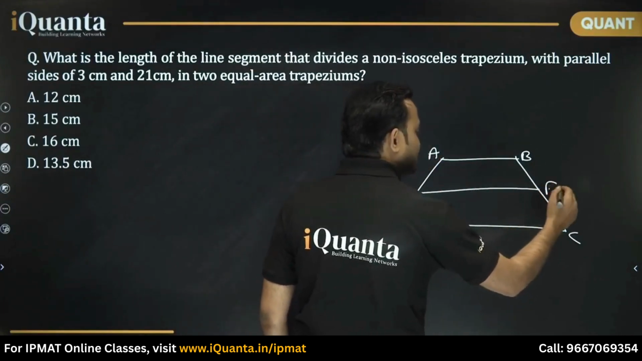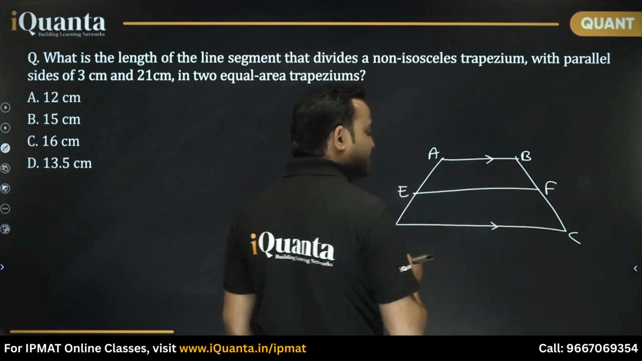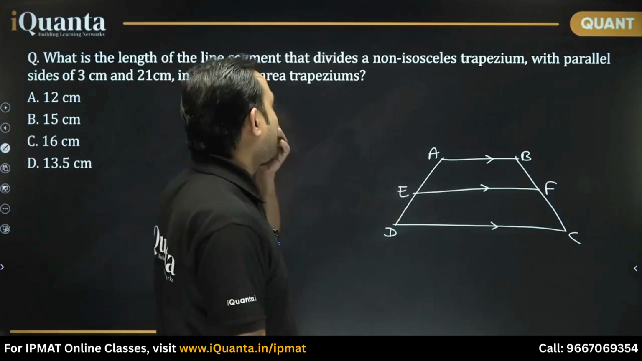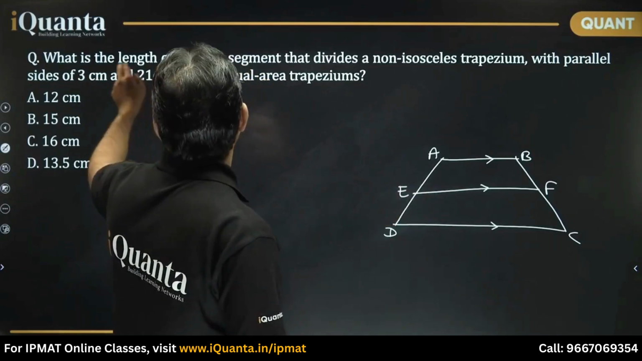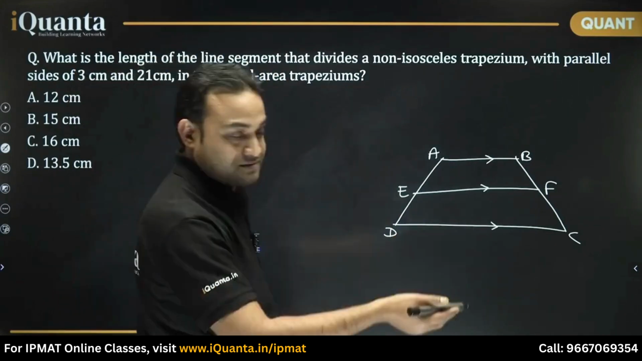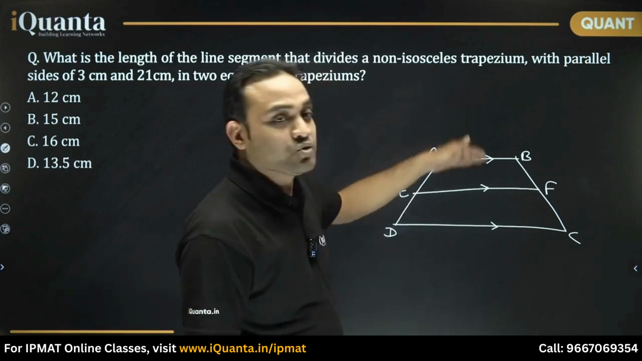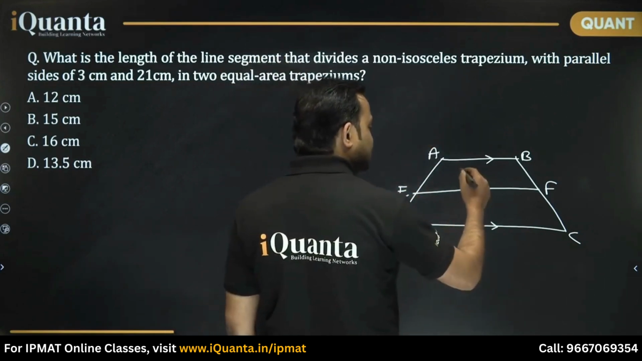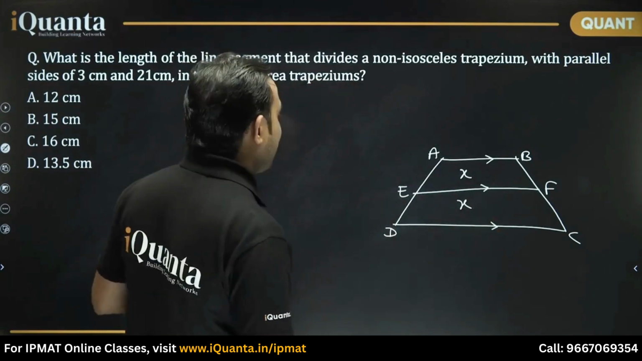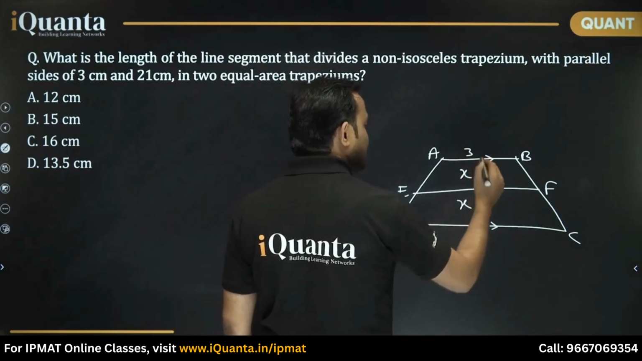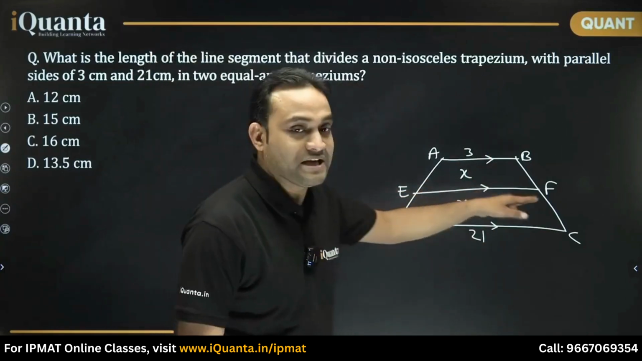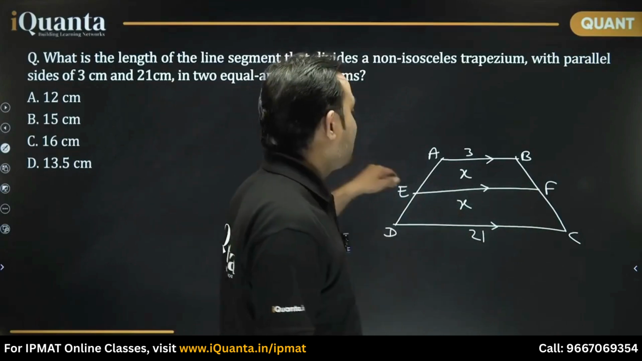So we know that AB and CD are parallel sides. EF is also parallel to AB and CD. As I said, this part is missing: what is the length of the line segment parallel to the parallel sides that divides it into 2 equal areas? Means if this area is x, this is also x, and the side lengths are given, this is 3 and this is 21. So how do you find the length of EF? This is what we need to find, the length of EF.